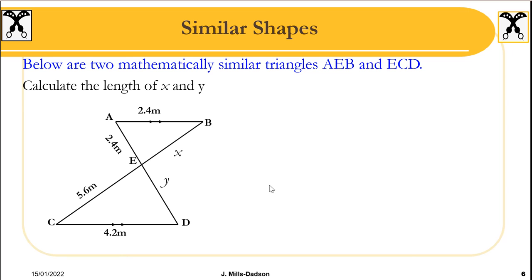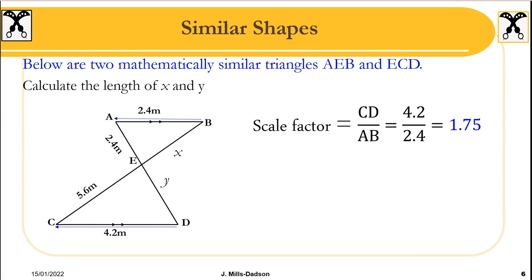So now given this, the only known two corresponding sides are the parallel lines, 2.4 and 4.2. Use it to work out your K, which is the scale factor. Scale factor now is 1.75, 4.2 divided by 2.4, 1.75. You must know when to multiply by scale factor and when to divide. So use your arrows to help you. Smaller to bigger, multiply by scale factor. Bigger to smaller, divide by scale factor.